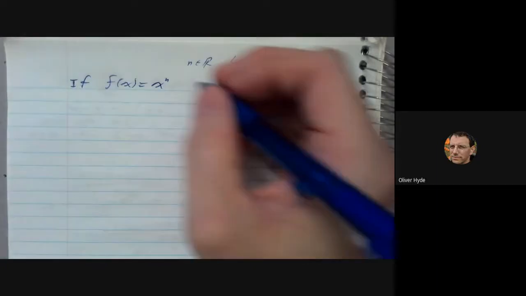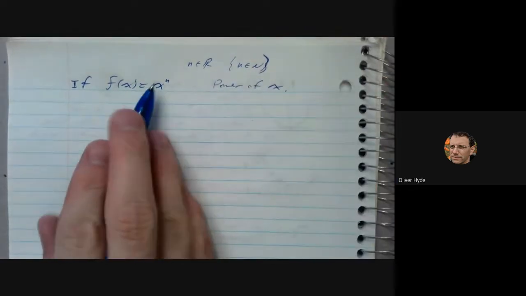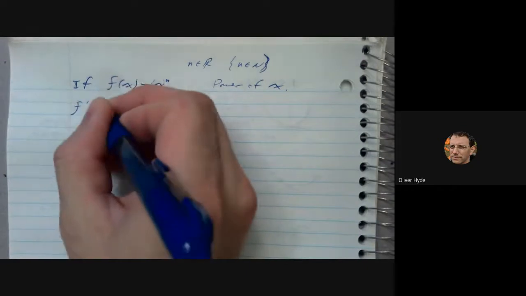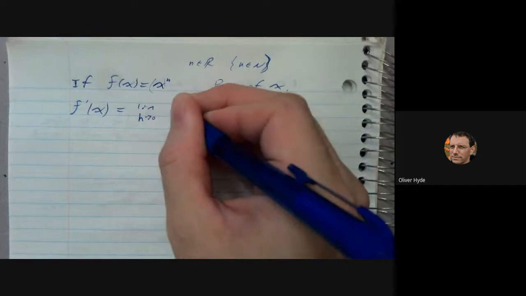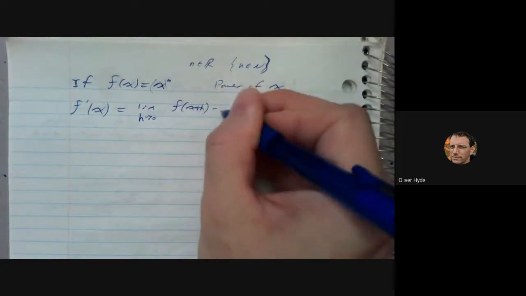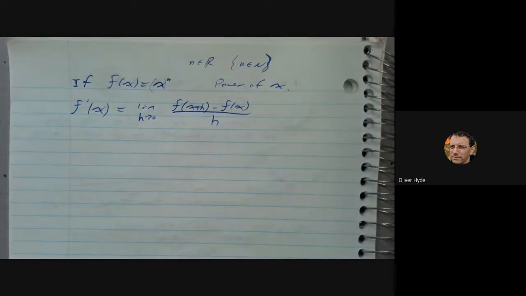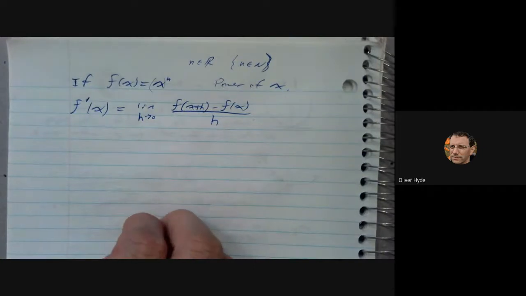So this is the power of x rule, on an expression of x raised to the exponent n. So f prime of x is going to be the limit as h approaches 0 of f of x plus h minus f of x all over h. Right back to first principles. We're learning these new derivative rules because they're so much faster and more efficient than first principles, but don't lose track of where you came from. You will be asked to use first principles in this course.